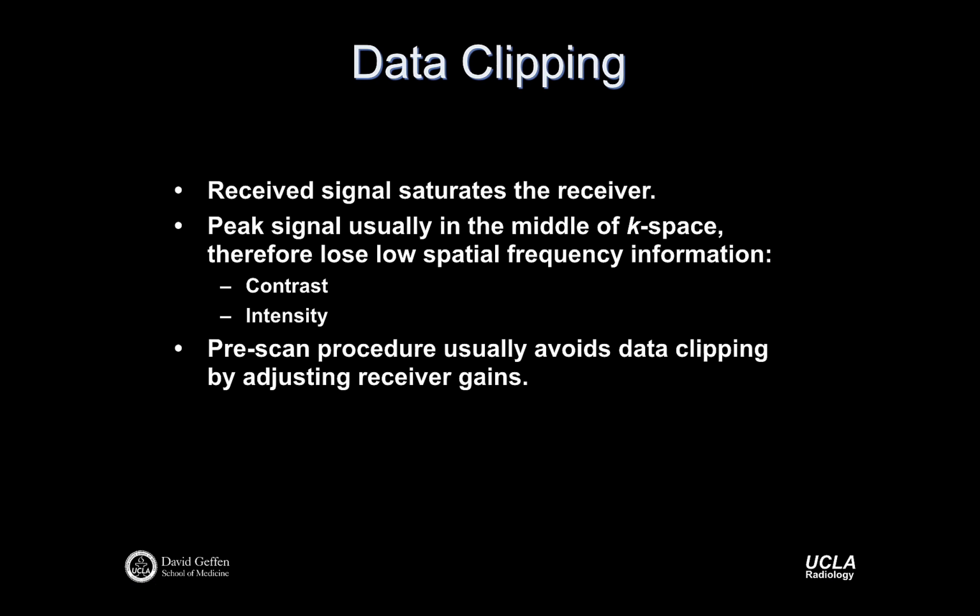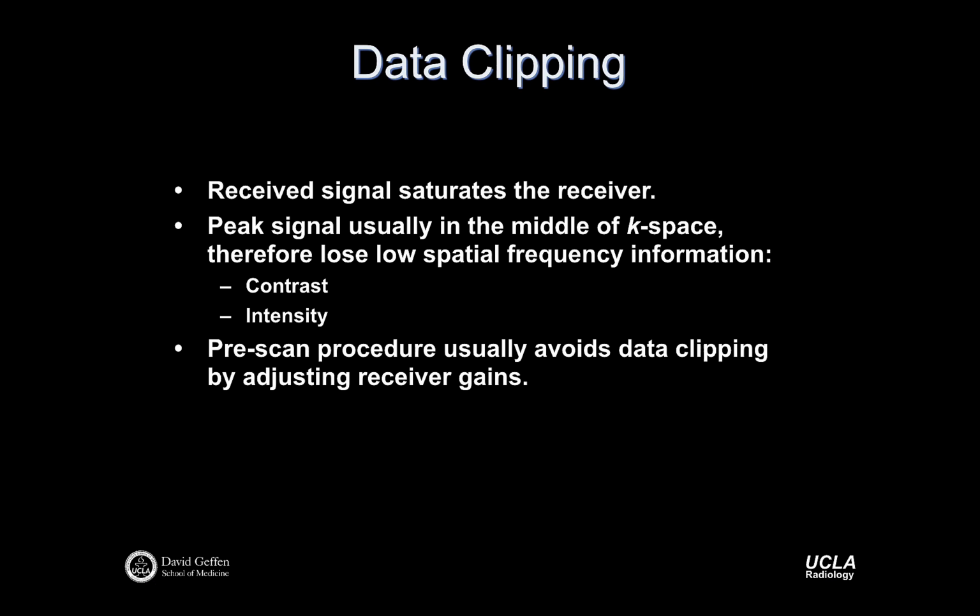So what is data clipping? You have to imagine you're acquiring K data, and the signal that you're trying to receive is a voltage induced in your coil going to some long receiver chain. It's possible that that received signal, that voltage, could saturate the receiver. We have to set the receiver gains appropriately. The scanner does a lot of calibrating and buzzing and clicking to set those gains appropriately. But it's possible that things don't go perfectly.